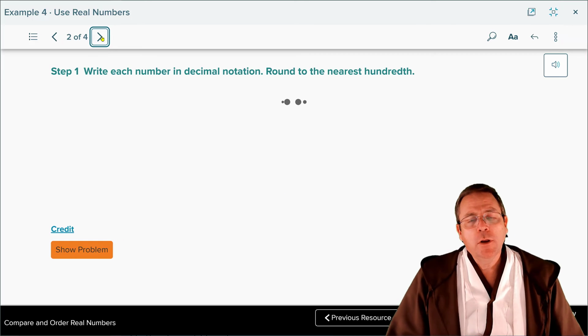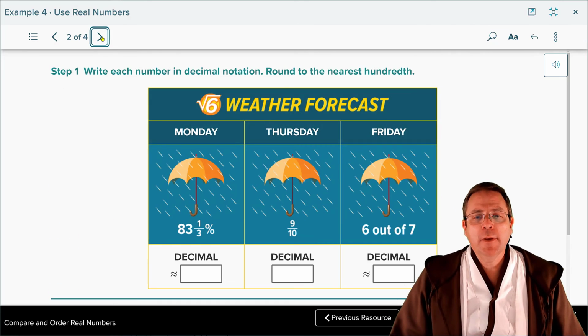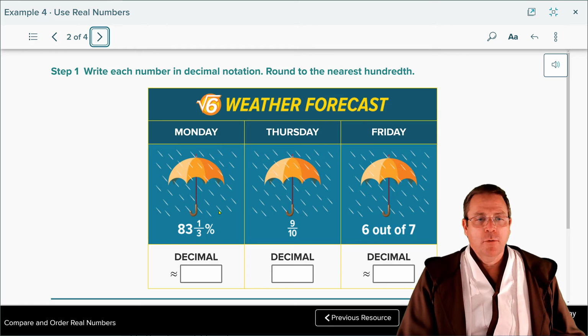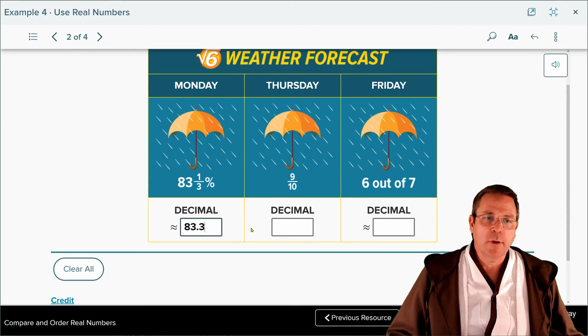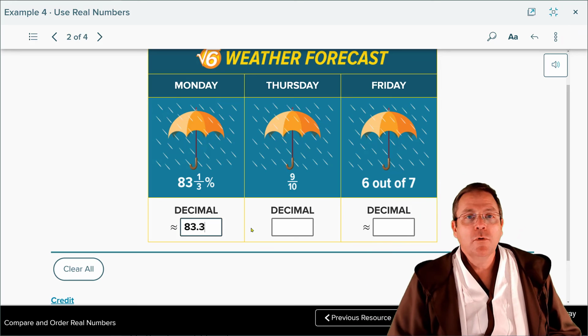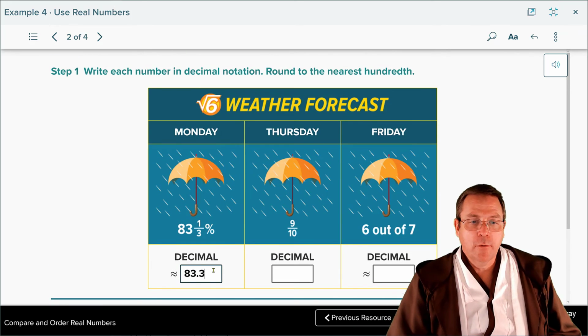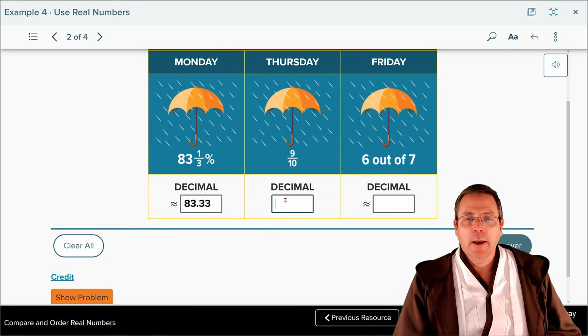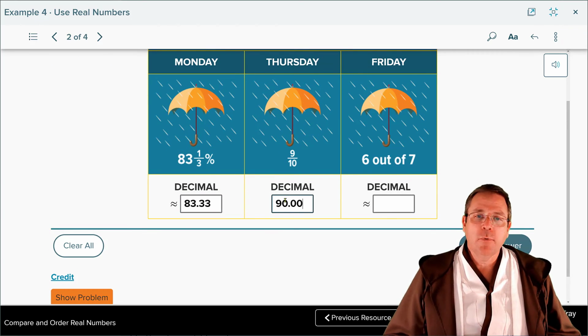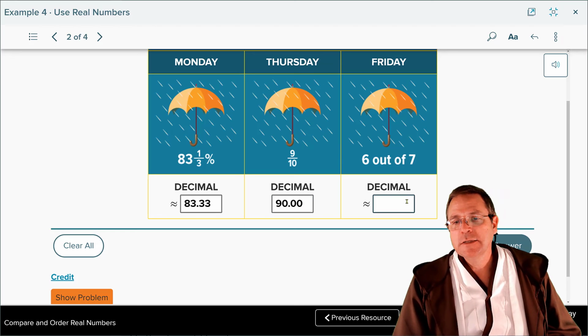So to do that one, you're once again going to have to convert everything to a common value. So rounded to the nearest decimal, that one is going to be an 83.3. And I'm going to assume they want the nearest hundredth, so that's going to be 0.33. Instructions say hundredths right there. 9 over 10, that's going to be 90.00. And then 6 out of 7, that one's a little bit harder.